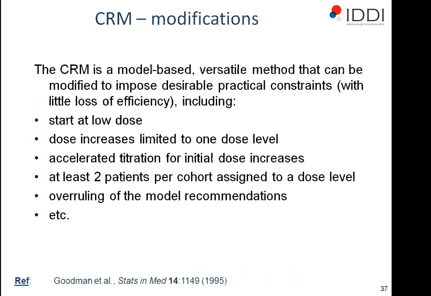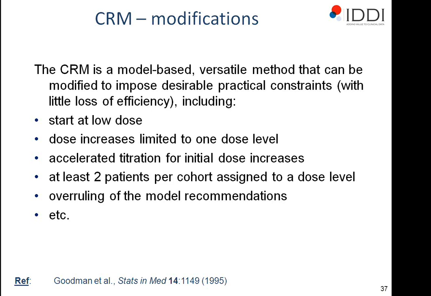Now, there are modifications of the basic CRM design. The CRM is model based, as you've seen, and it's a very versatile method which can implement many practical constraints. For instance, you can start at a low dose. You could also start at the dose at which you a priori think you are closest to the MTD. The dose increases can be limited to one dose level. In principle, CRM allows you to skip doses when increasing, but if you are worried about the possibility of jumping too high, you can do this just by limiting to one dose level increase.